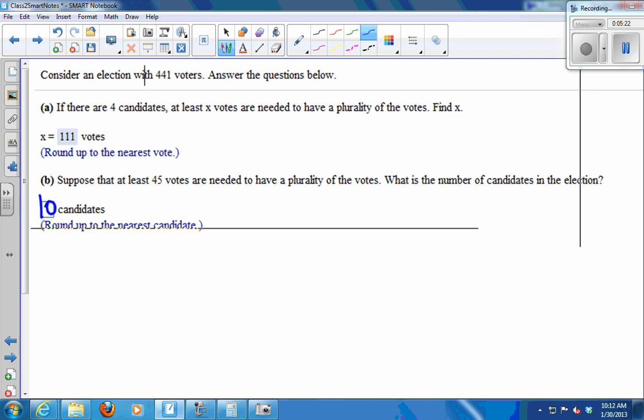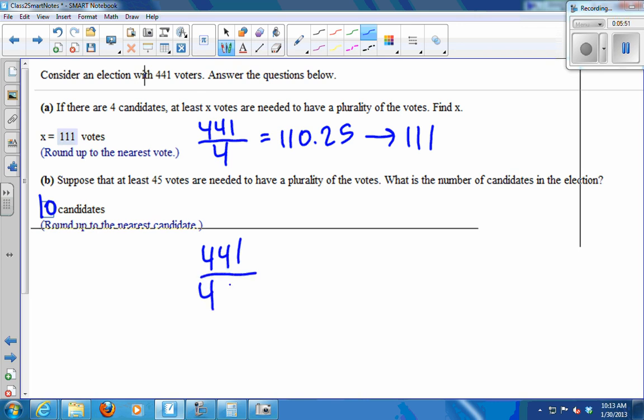No, I divided for both of them. This one I did 441 divided by 4 candidates, and I get 110.25. So this is if everybody gets an equal number of votes, right? In order for somebody to win, they would have to have more than that, so you round up to 111. And then in this one, I did 441 divided by 45 votes, and you get 9.8 candidates. And then we said, well, you can't have 9.8 candidates. We'll round that to 10 candidates.